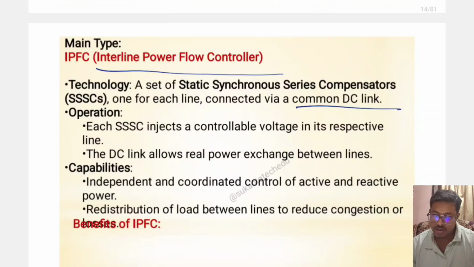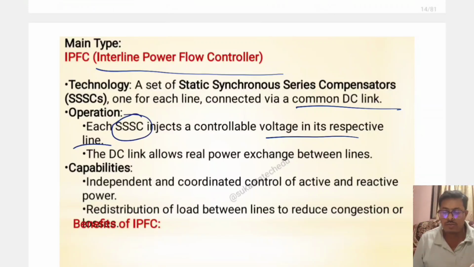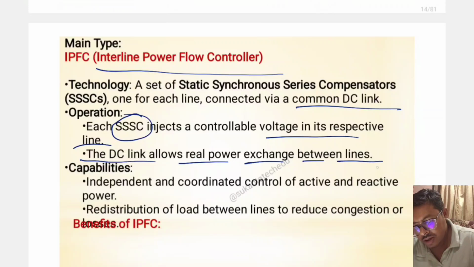The main operation is that each SSC injects a controllable voltage in the respective line. Suppose there are two lines; in each line one SSC is connected. Each SSC injects controllable voltage in the respective line, and the DC link allows real power exchange between lines. Its capability is independent and coordinated control of active and reactive power.